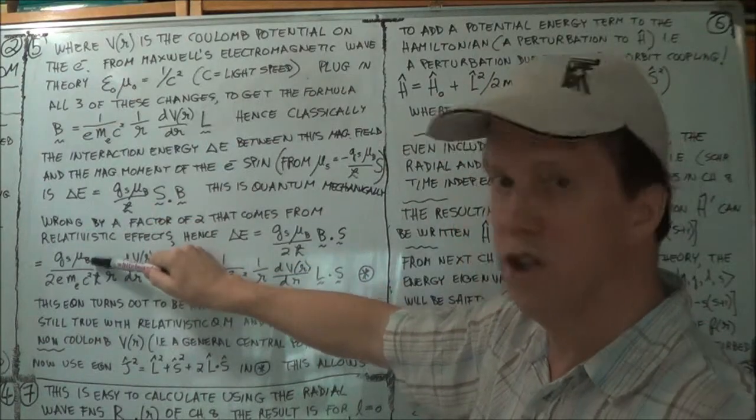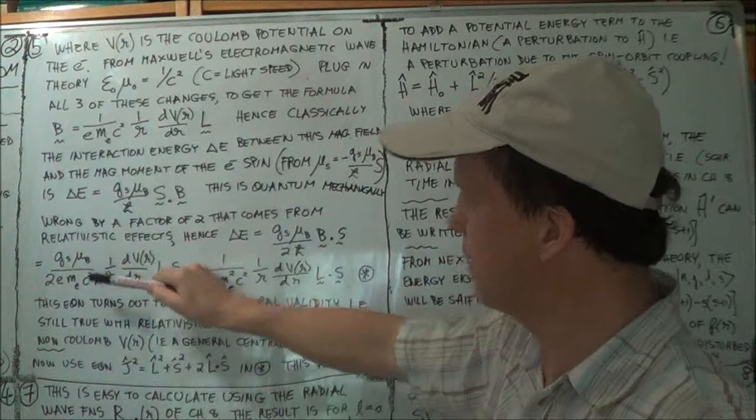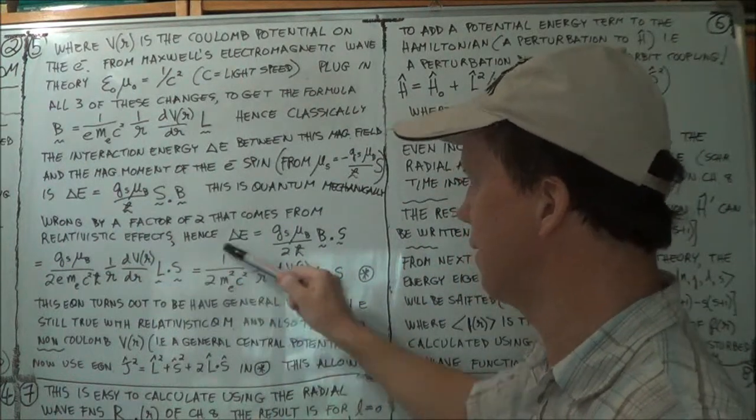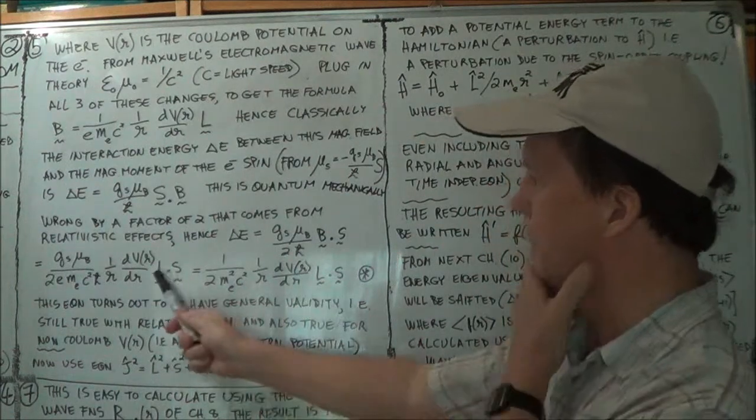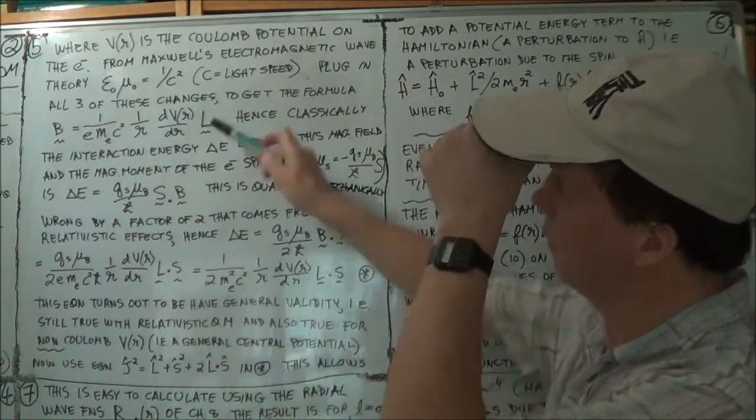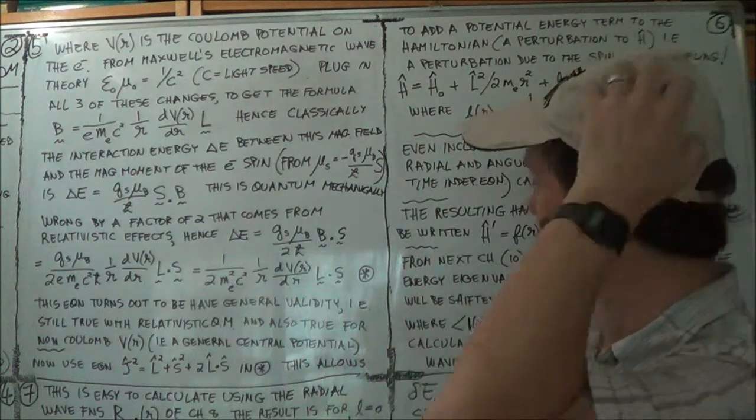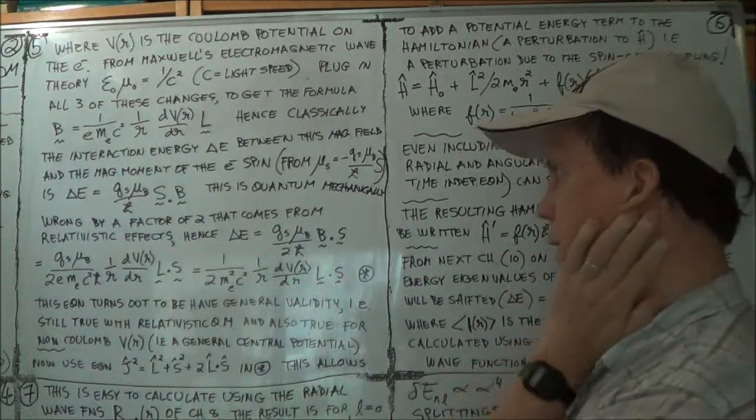Because there's an h bar in the numerator of the Bohr magneton, the h bar disappears. So anyway, this simplifies to this, right? 1 over r, oh, that's all the same. L dot S, okay, from here. So L dot S.